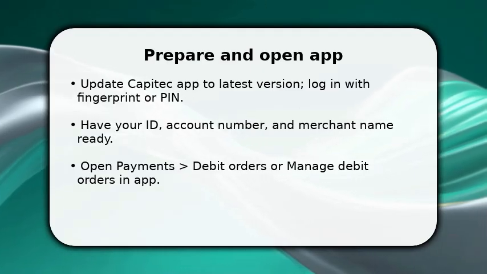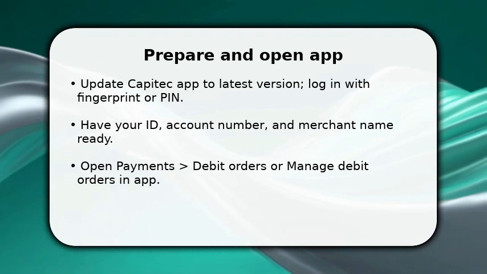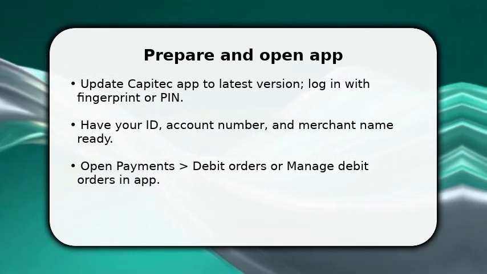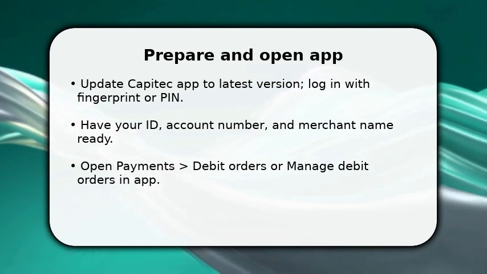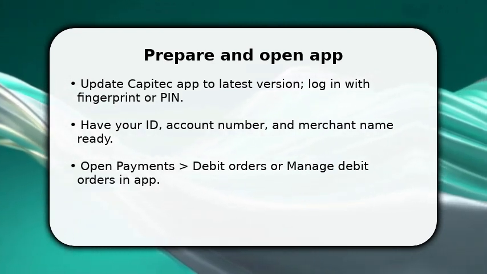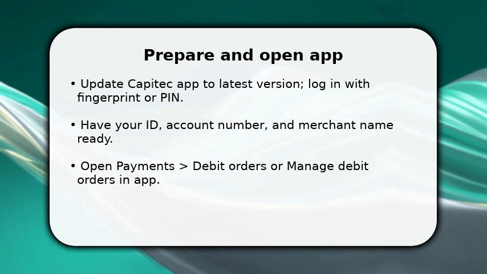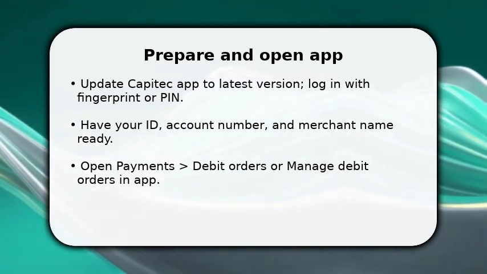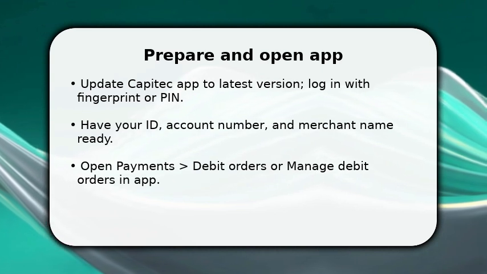You start by updating and opening the Capitec app so the latest controls are available. Once logged in, make sure you know the merchant name and account you want to stop. Tap Payments and then Debit Orders or Manage Debit Orders to see active Debicheck mandates. This gets you straight to the consent list where you can act immediately.